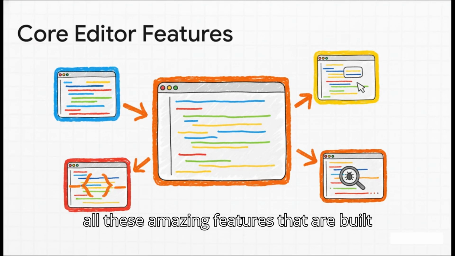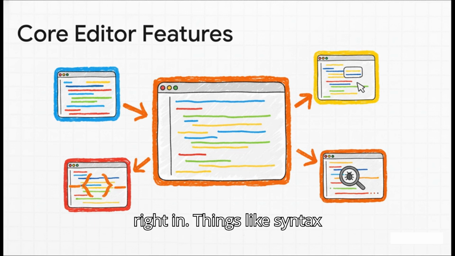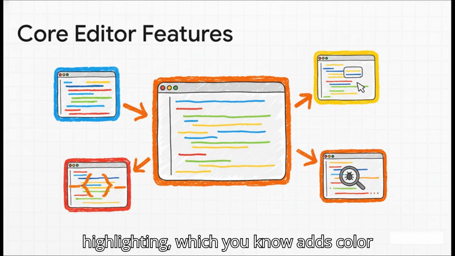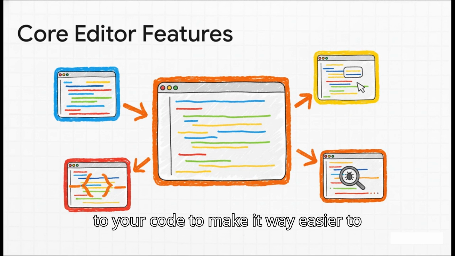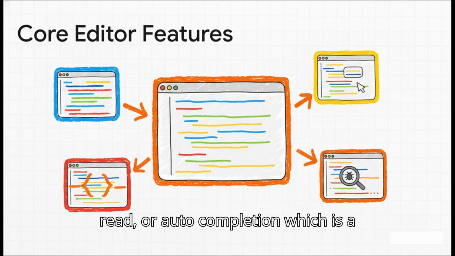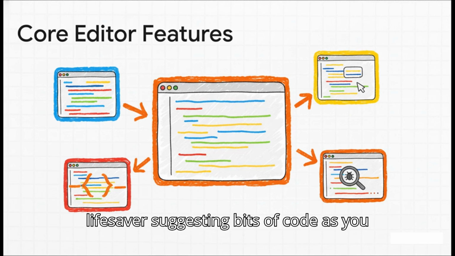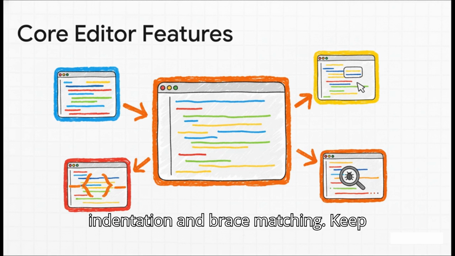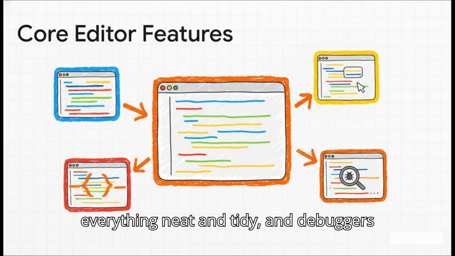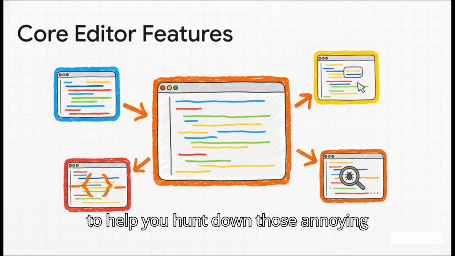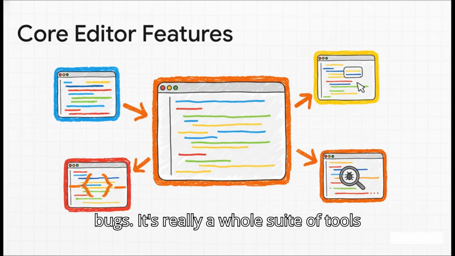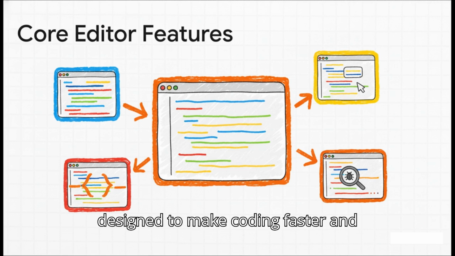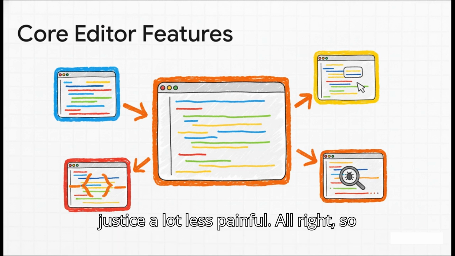And what makes it so special? Well, it's all these amazing features that are built right in. Things like syntax highlighting, which adds color to your code to make it way easier to read, or auto-completion, which is a lifesaver, suggesting bits of code as you type. You've also got tools for indentation and brace matching to keep everything neat and tidy, and debuggers to help you hunt down those annoying bugs. It's really a whole suite of tools designed to make coding faster and just a lot less painful.